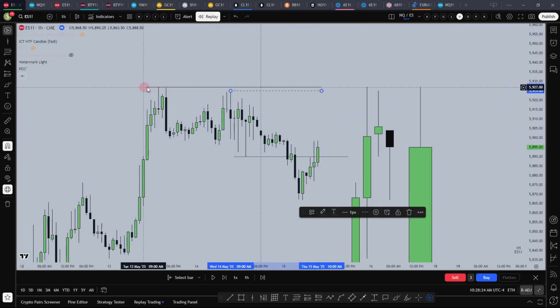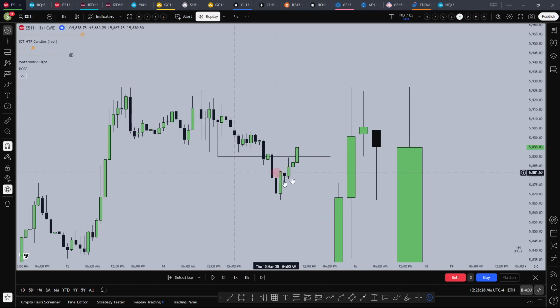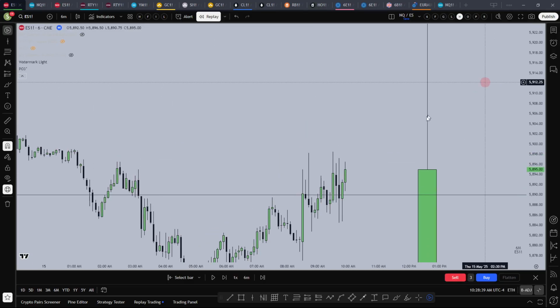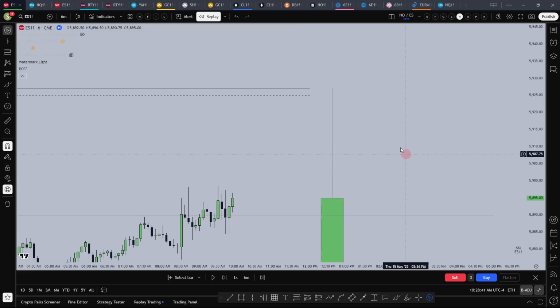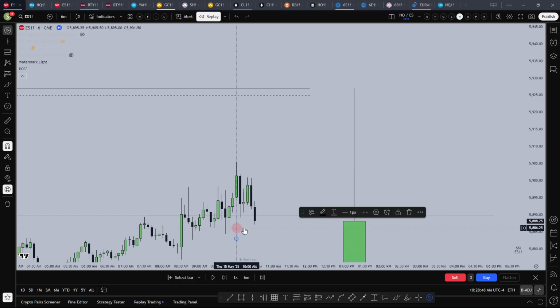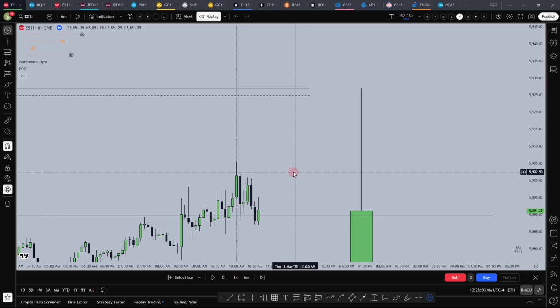Same objectives, H4 and daily for narrative. Just framing the daily profile away from the reversal point. Remember again and again, just framing the daily profile away from the reversal point towards the objective. 10 a.m. opens low. This is where 10 a.m. opens. 10 a.m. and a sweep of a low.